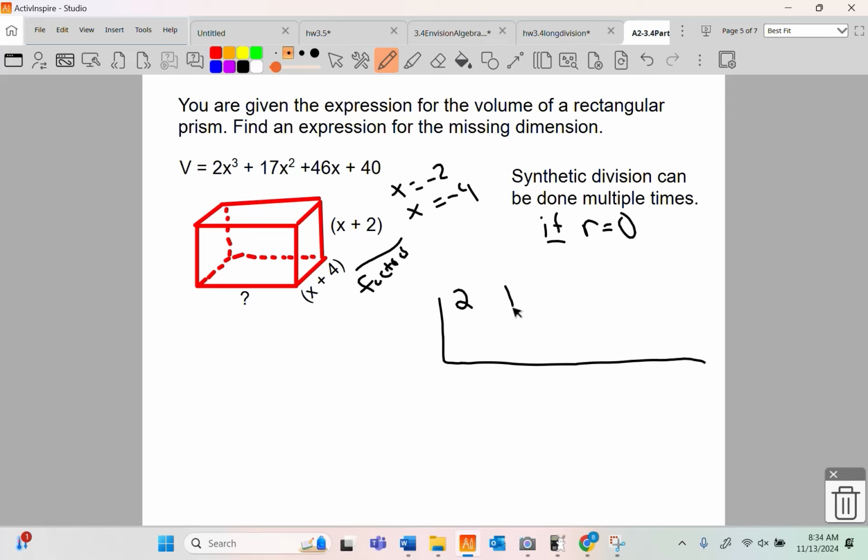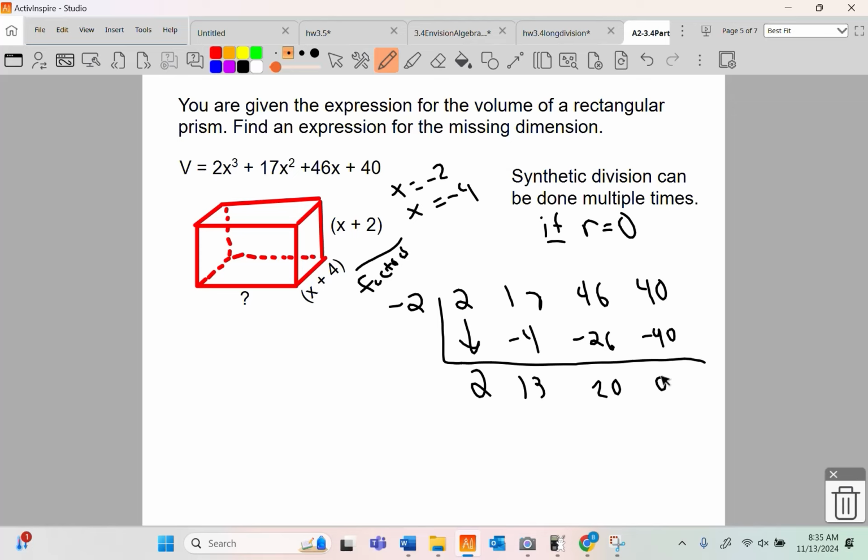Second story of your vinculum is going to be a 2, a 17, a 46, and a 40. And pick your poison. You want to use negative 2 or negative 4 first? I'm fine with that. Drop. After we drop, multiply, that would be negative 4. After we multiply, add, that would be 13. Multiply, negative 26, add 20, multiply, negative 40, and you got a 0.